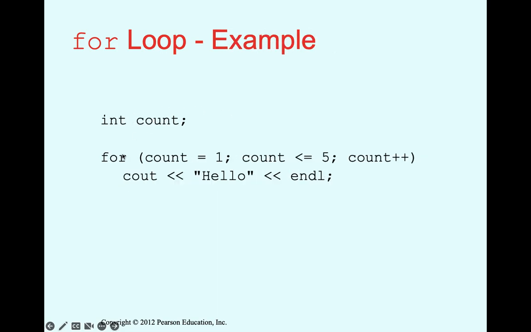Int count, for count equal to 1, and then we move to the condition, is 1 less than or equal to 5? Yes. So we print hello. Then we update, count will be 2. Is 2 less than or equal to 5? Yes. We print hello, update, check, print, update, check, and so on. So this will print hello 5 times because it starts from 1. It will be true 5 times till 5. When count is 6, 6 is not less than or equal to 5, and it goes out of the loop.